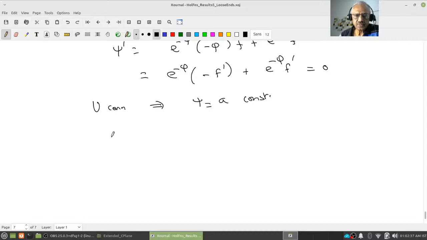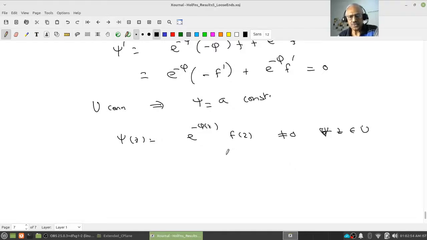Right, now xi is a constant. Let us look at what xi is. Psi of z is e power minus phi of z into f of z. Notice that this cannot be 0 for any z in u, because f of z is non-zero for every z and the exponential is nowhere vanishing, therefore this is non-zero. Therefore if this is a constant psi of z, I can write it as r e power i t, where r is positive, you understand.